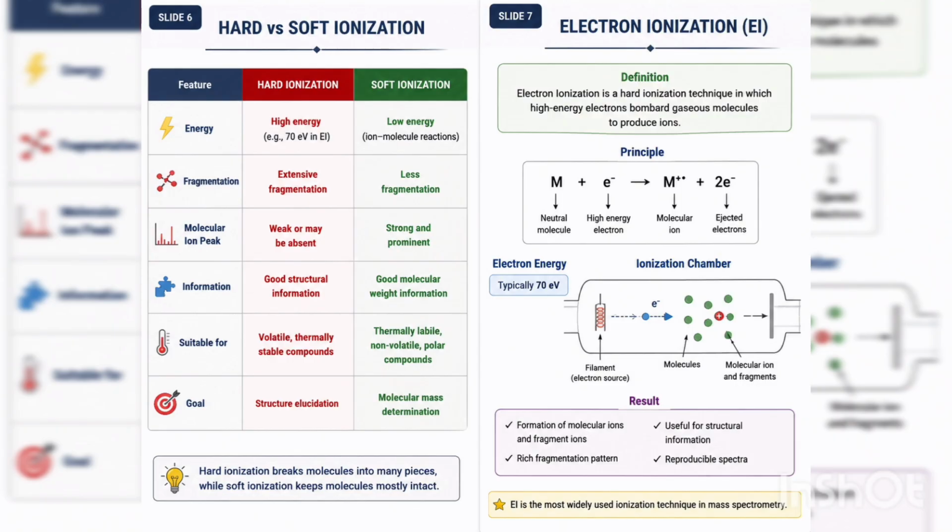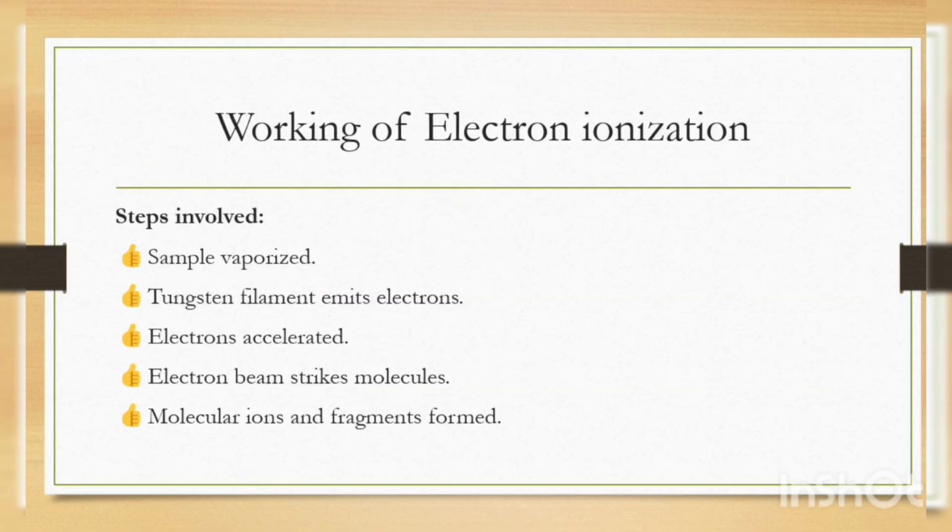Let's now understand the working step by step. Sample vaporization. In this step, the sample is converted into the gas phase. After that, electron emission. A heated filament, commonly a tungsten filament, emits electrons. Then electron acceleration. These electrons are accelerated to high energy, typically around 70 electron volts. After that, the fourth process is collision, and in this process, the high energy electrons collide with gaseous molecules.